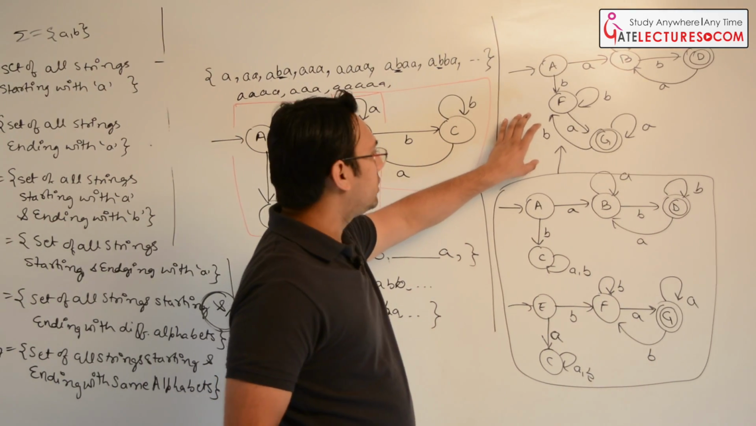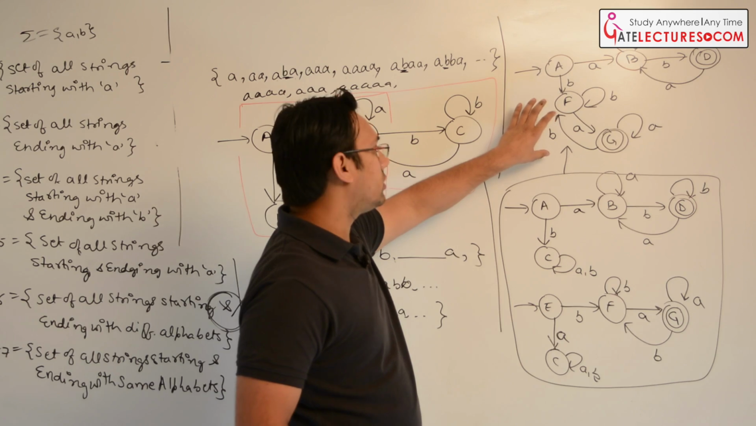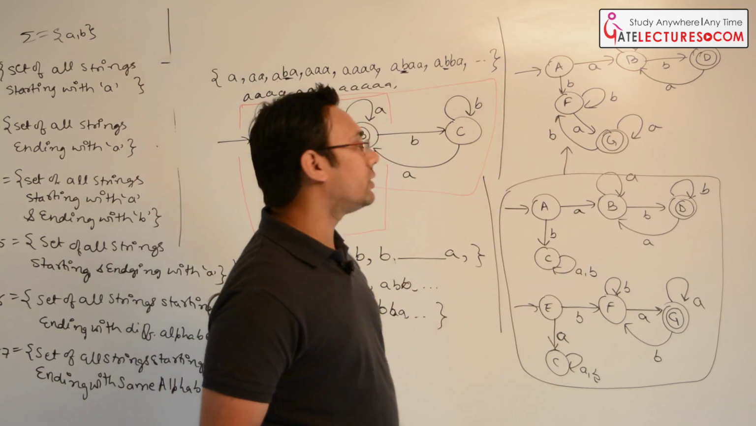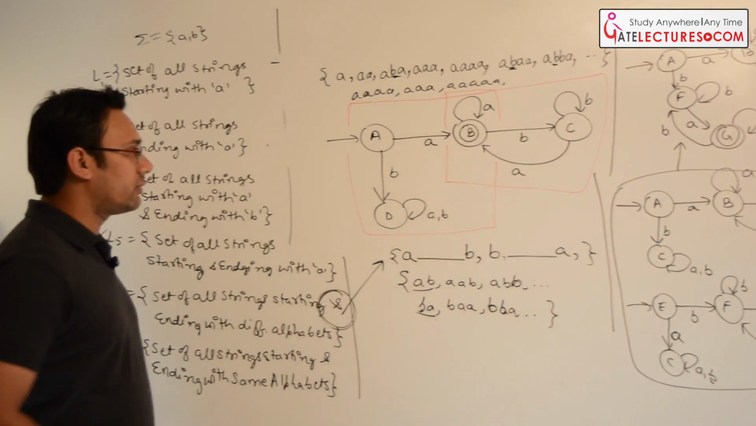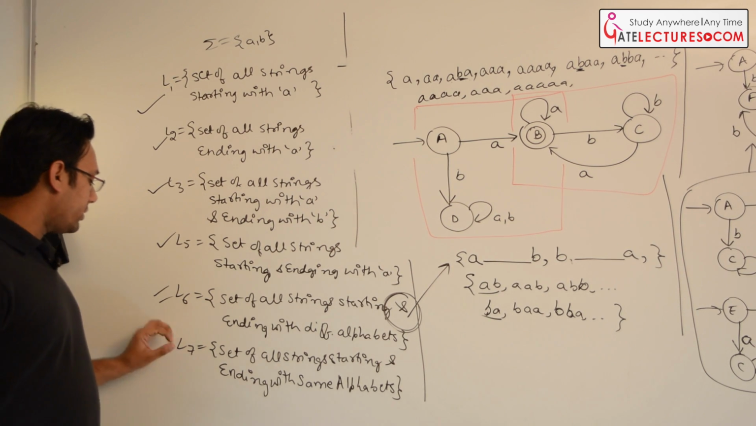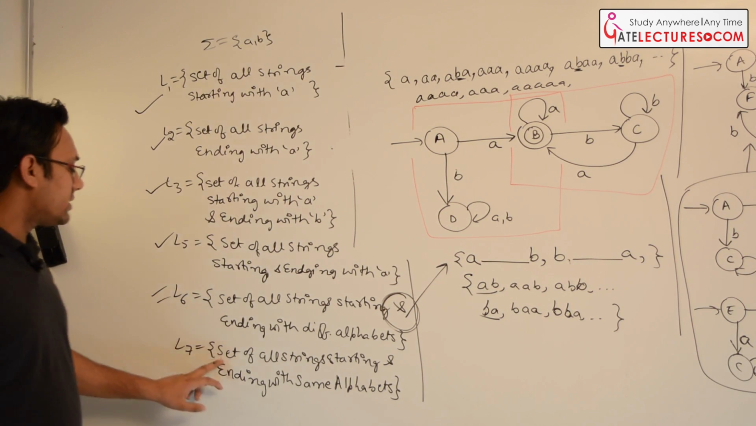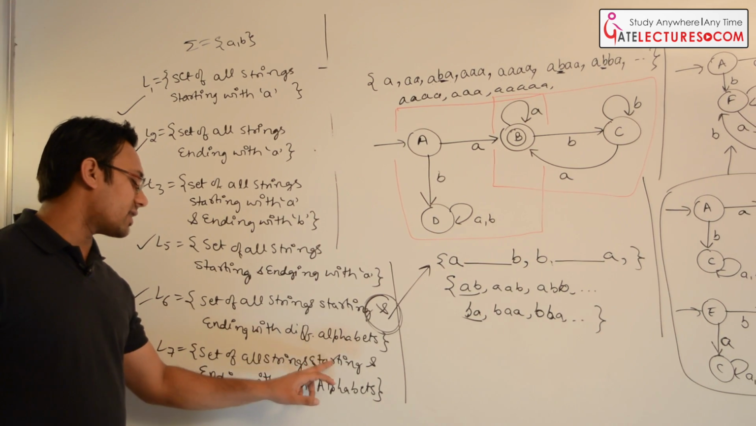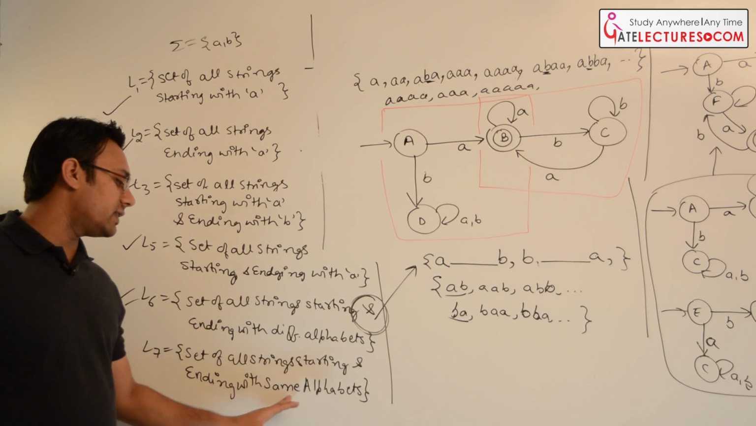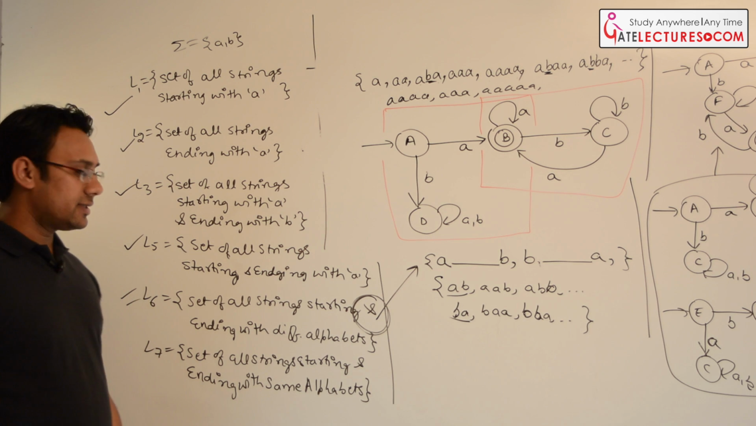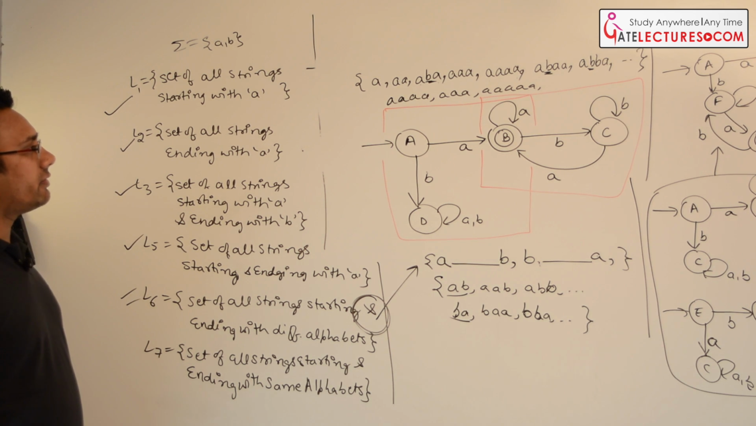Take any example, try to read the string. If you face any difficulty, let me know. Okay, then I will make one more video for this. So now next language is L7. So language L7 is set of all strings starting and ending with the same alphabet. Starting and ending with the same alphabet.